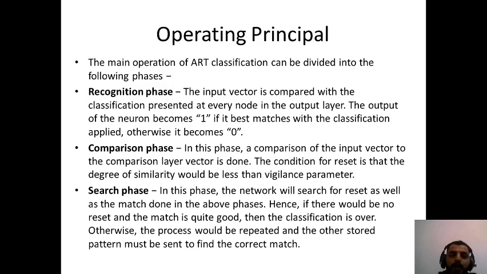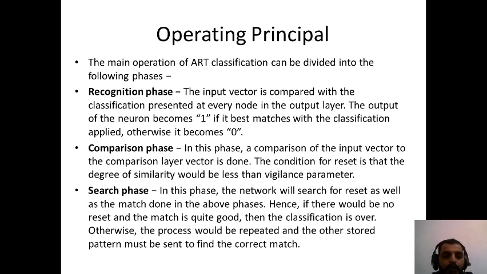Now, what is the operating principle with reference to this? The main operation of ART classification can be divided into the following phases. The first one is the recognition phase, the second is the comparison phase, and the third is the search phase. What is the recognition phase? In the recognition phase, the input vector is compared with the classification presented at every node in the output layer. The output of the neuron becomes 1 if it best matches the classification applied, otherwise it becomes 0.